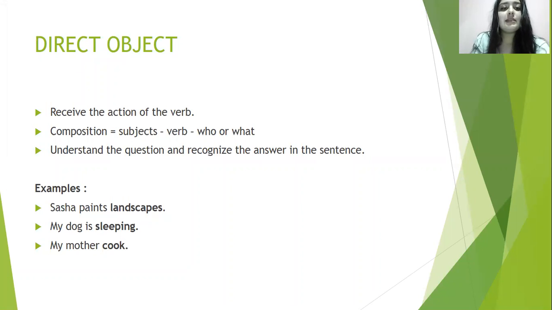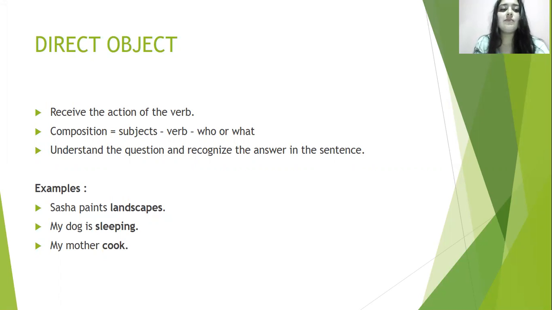In a sentence, the direct object is the noun or noun phrase that's receiving the action of the verb. The basic construction works like this: subject, verb, who or what. It is important to understand the question and recognize the answer in the sentence.